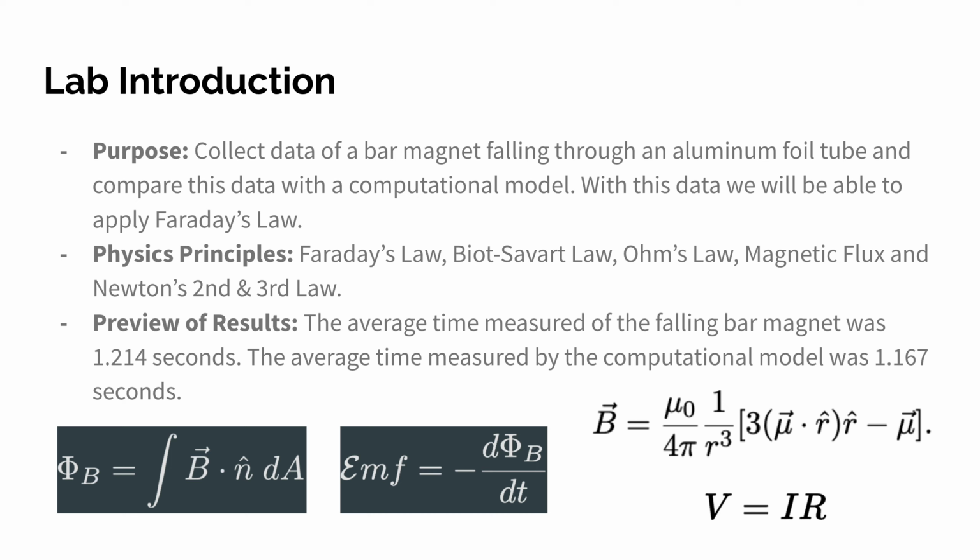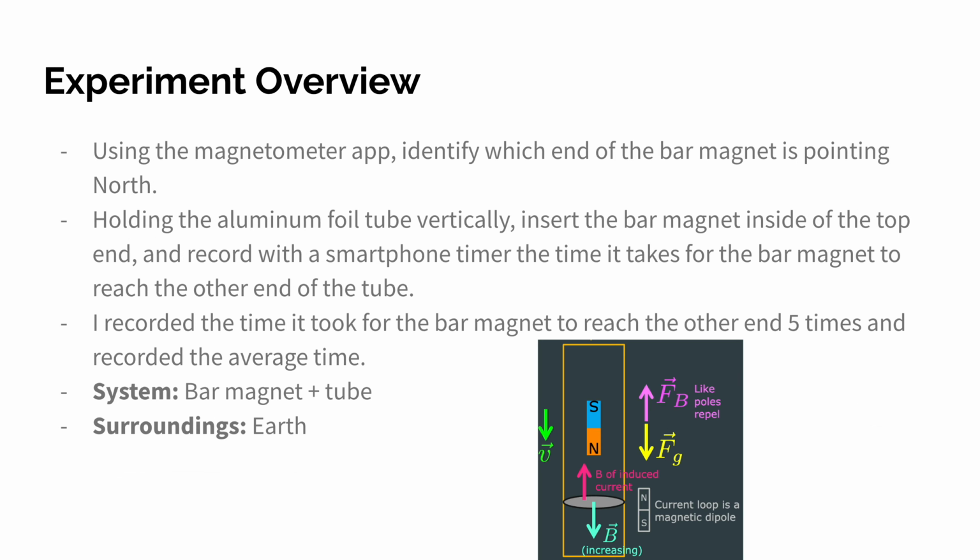The physics principles present in this lab are Faraday's law, as you can see here, the Biot-Savart law to calculate the magnetic field of a bar magnet, Ohm's law, as you can see here, magnetic flux, and Newton's second and third law. For the preview of results, the average time measured of the falling bar magnet was 1.214 seconds, and the average time measured by the computational model was 1.167 seconds.